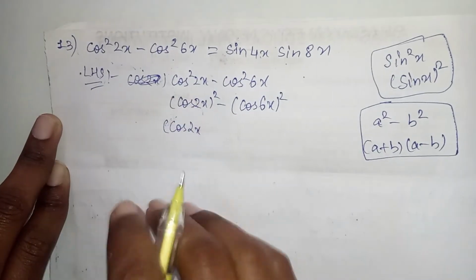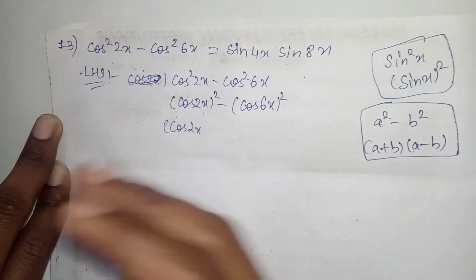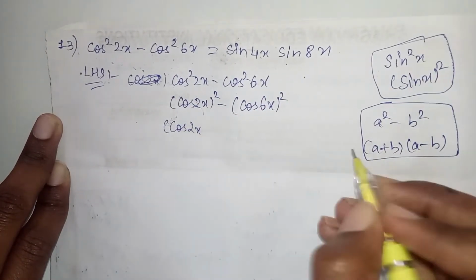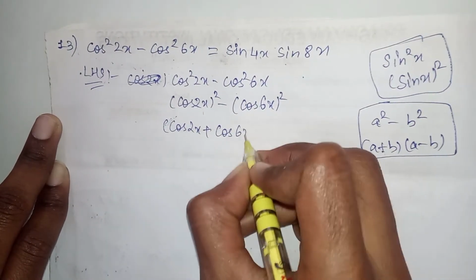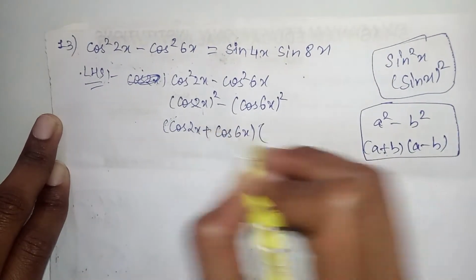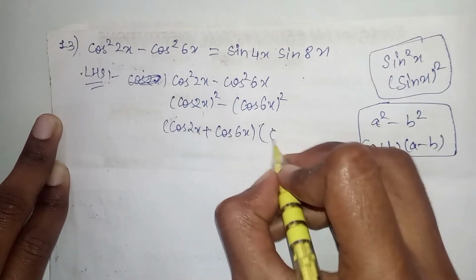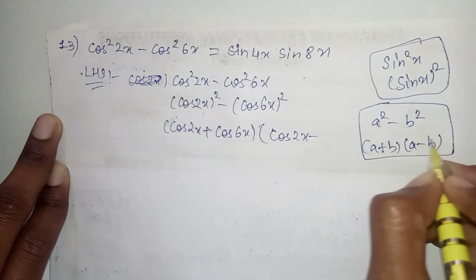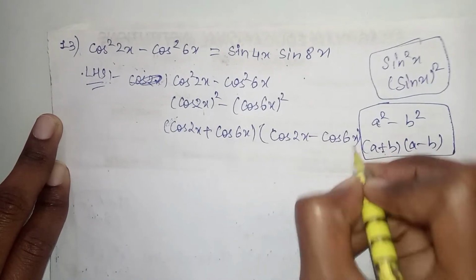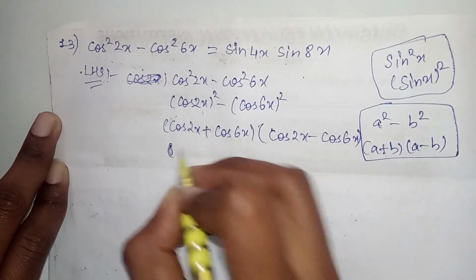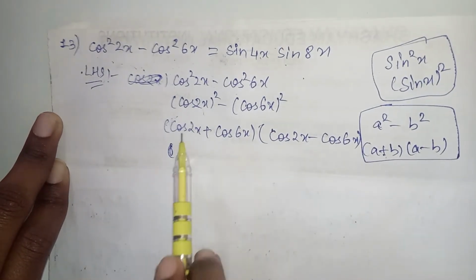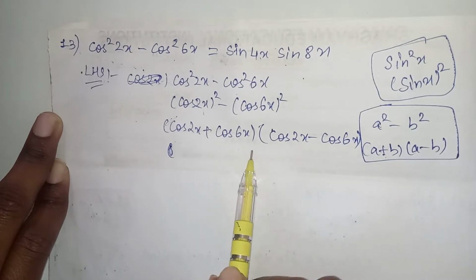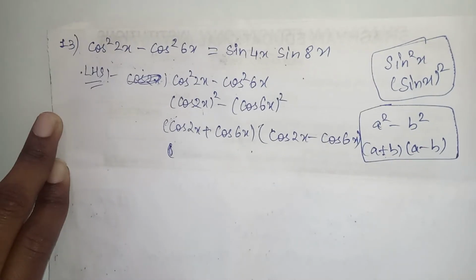I am not explaining in depth because I have said it in the 12th question, so I am doing it a bit faster, okay? Plus b, cos 6x, bracket, a is cos 2x minus b, cos 6x. So don't make the mistake which I mentioned in the 12th question. Whenever you are getting this, don't add to get cos 8x like that. I have said in 3.3 reduction formulas, we have to use that, okay?